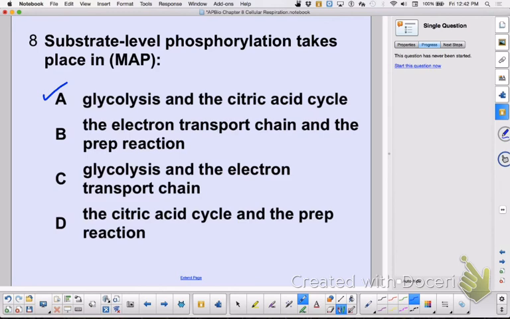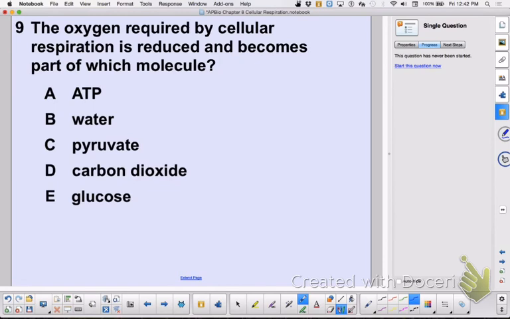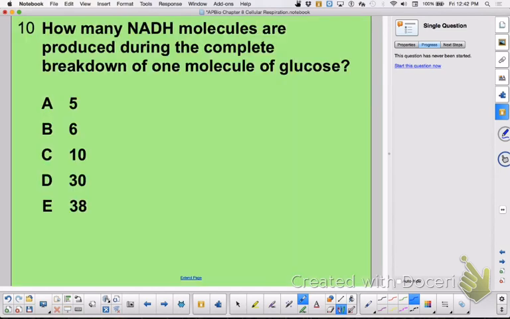If you're not doing substrate level phosphorylation, in the electron transport chain you're doing oxidative phosphorylation. Who catches the electrons on the bottom? Oxygen, forming what? Water. Okay? What's your answer here? Water. Yeah, it becomes water. Good.